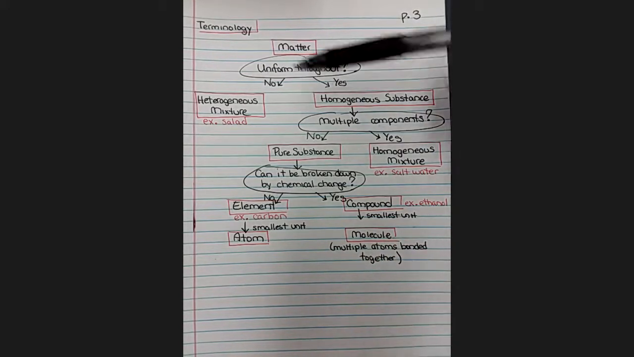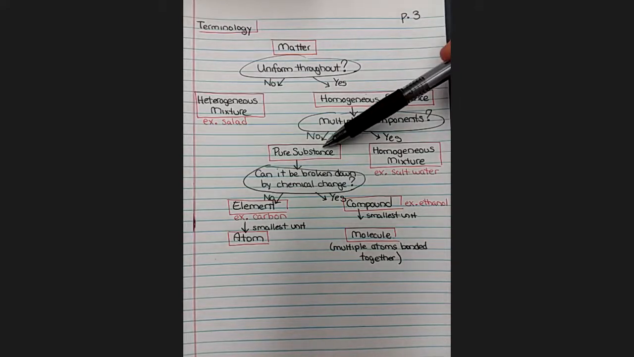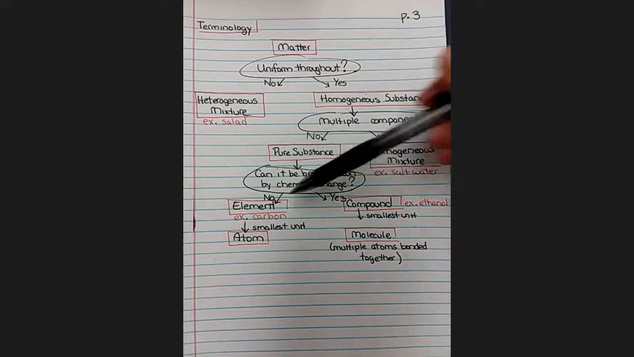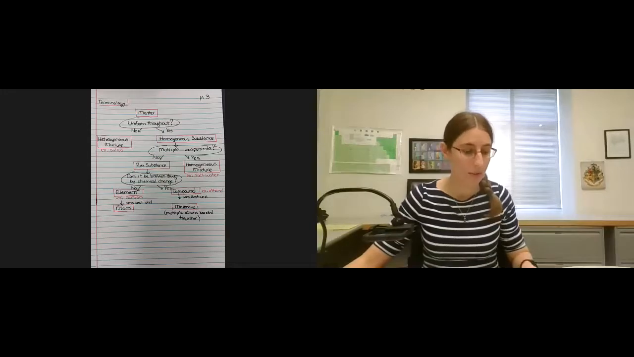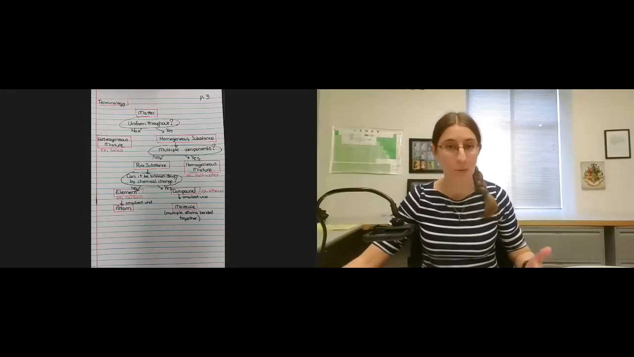So these terms here: matter, heterogeneous mixture, homogeneous substance, pure substance, homogeneous mixture, element, compound, atom, and molecule. These are the terminology terms you're going to want to use in this course. And so now let's talk about where we're going to be going in this course. So the way we're running chemistry this quarter is called an atoms first approach.